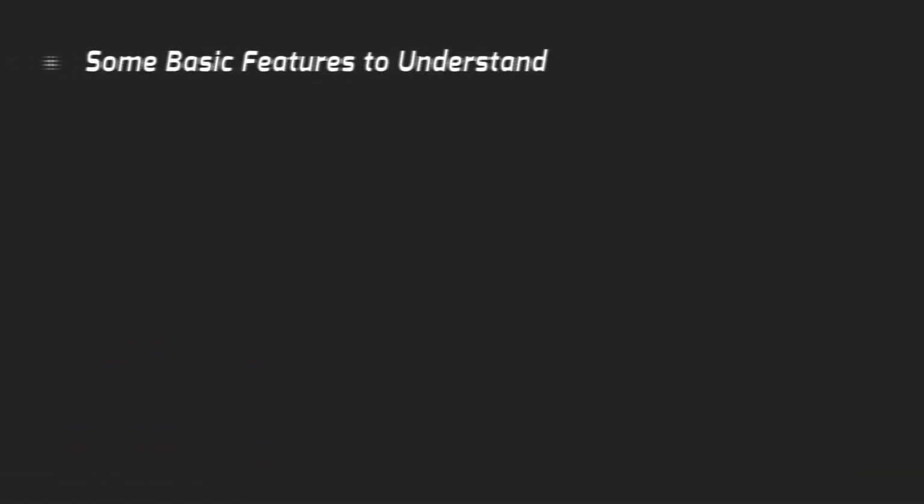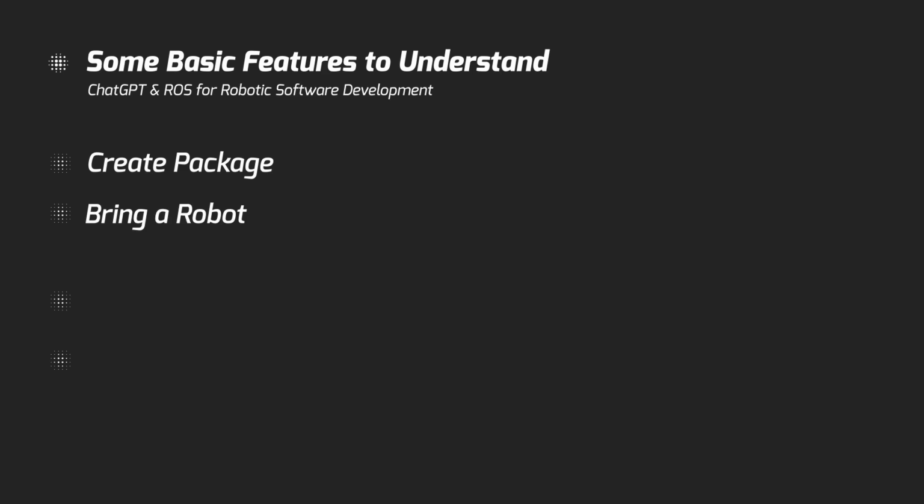ChatGPT and ROS for robotic software development. There are a lot of things that ChatGPT can help you in. So I will be listing down some basic features that every beginner should understand to get help from ChatGPT to build their projects rapidly. We will create a package, bring in a robot, a pre-made URDF, and perform LiDAR scanning.